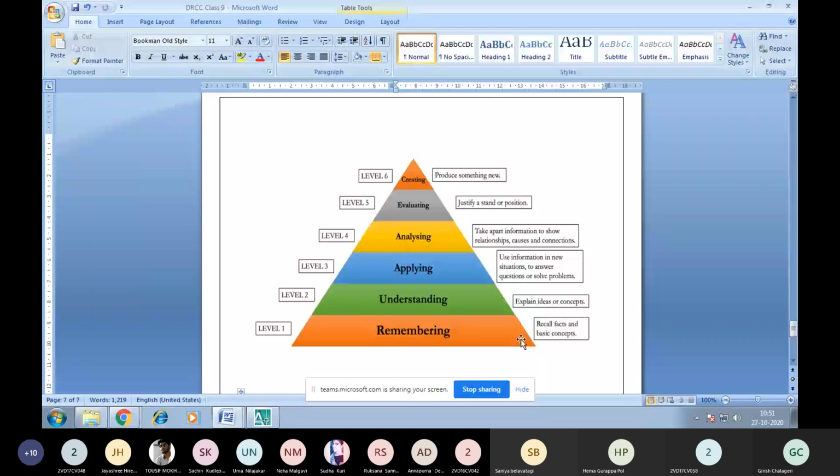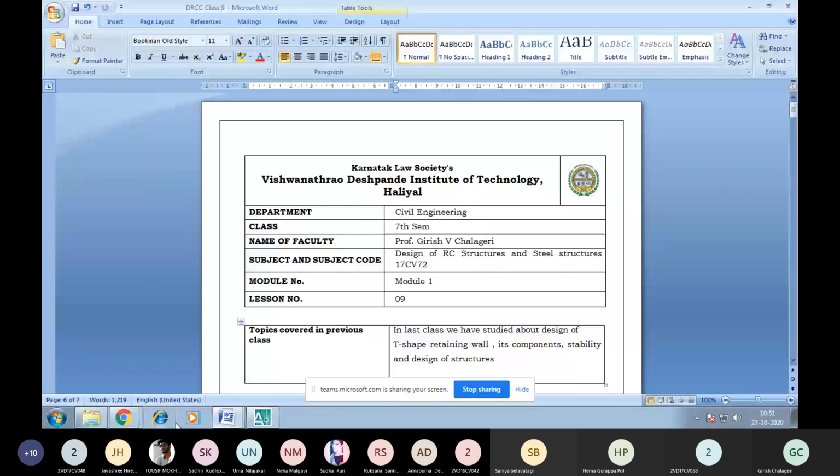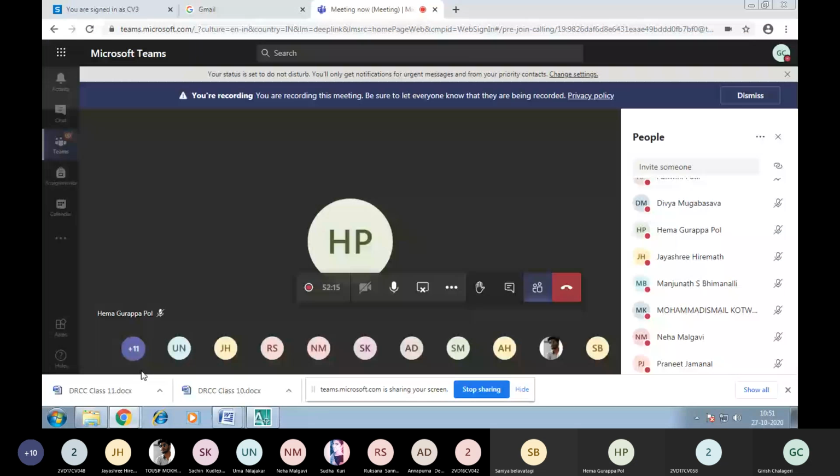Hope you found it good. In the next class, we are going to design the stabilization of the counterfort. Then we are going to design the further things.